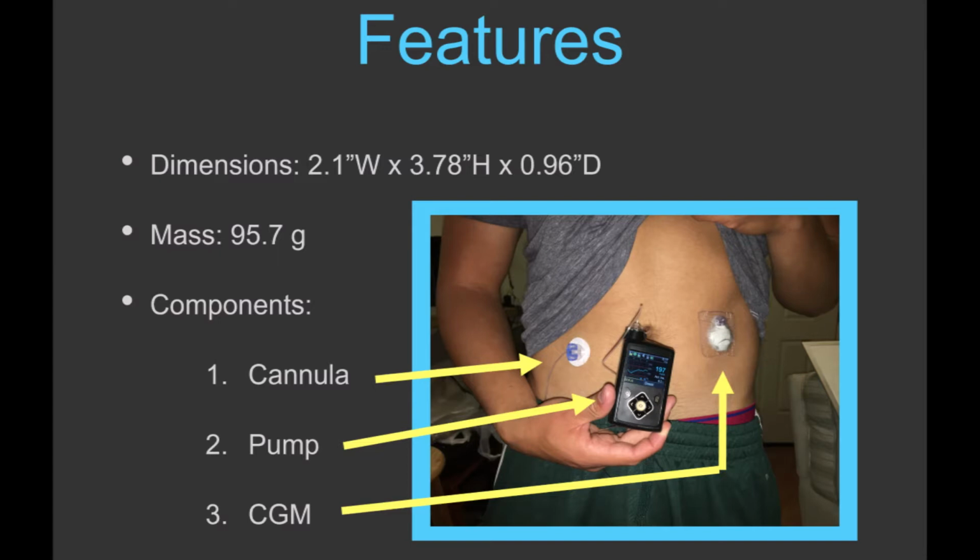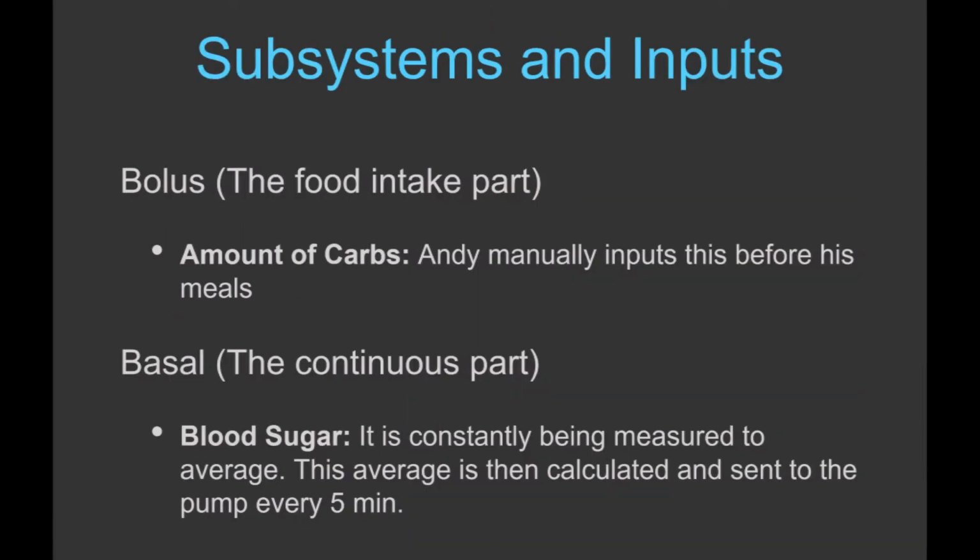The whole system is made up of the cannula or infusion set, the pump, and a continuous glucose monitor, also known as a CGM, which provides an almost closed loop system. There are two subsystems that both work together to keep me alive.